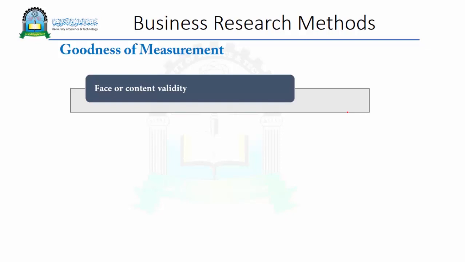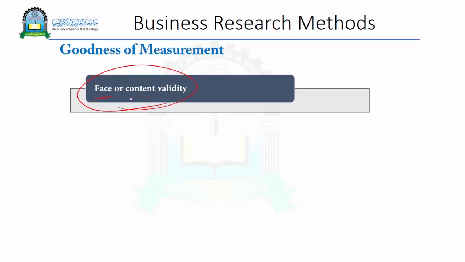The first type of validity is what we call face and content validity. Here, we need to test whether the questions asked in the questionnaire are related to the hypothesis set or established, or related to the research problem, research questions or objectives. Whatever item is not related to these things must be discarded from the questionnaire. This is what we call the content and face validity.